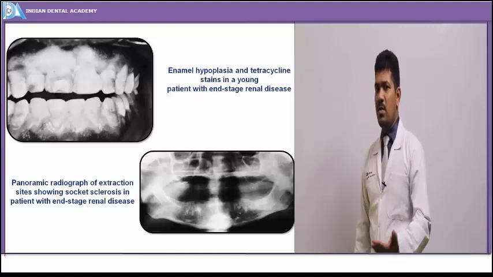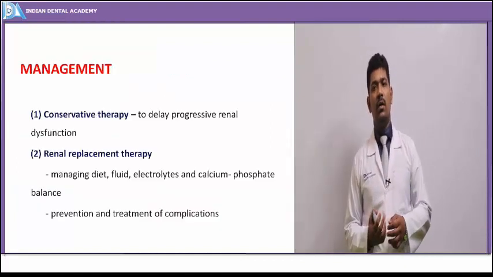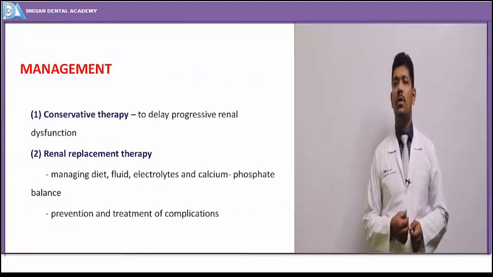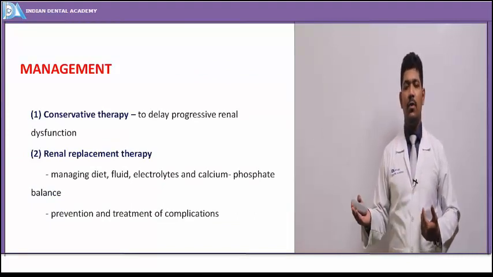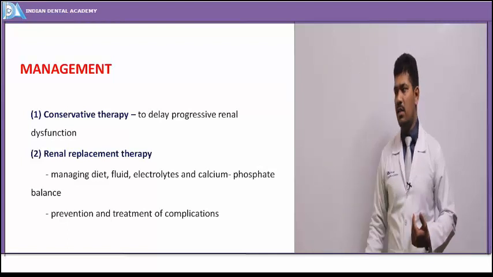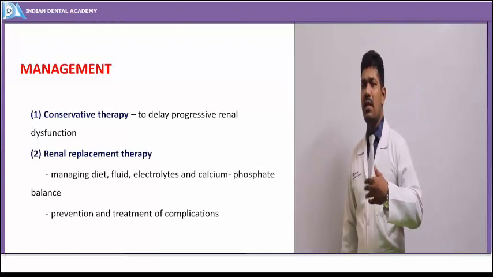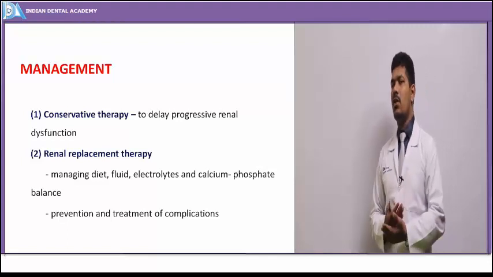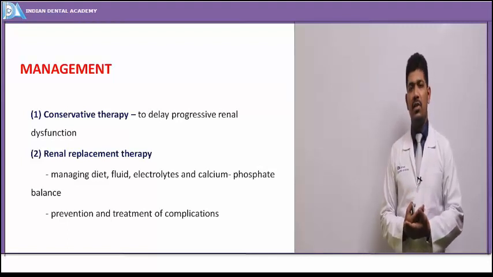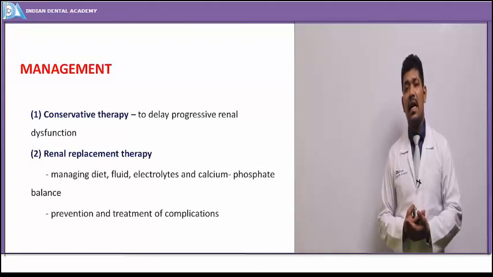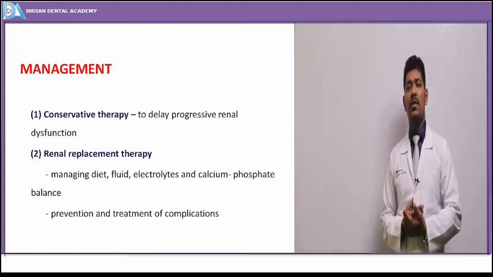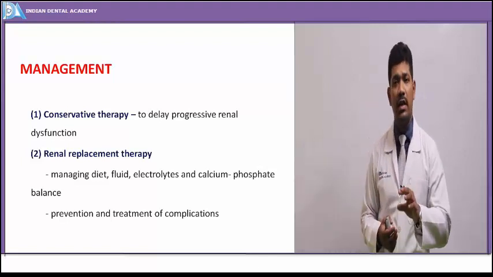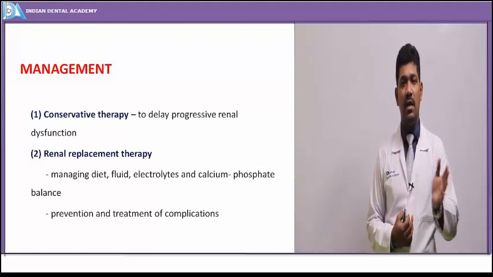So basically the management is two-pronged, one being the conservative therapy, which is basically done to delay any kind of renal complications seen in these kind of patients. The other is the renal replacement therapy. You either replace the lost fluids or the lost electrolytes, the type of diet is changed, and the basic habit or lifestyle which has an effect of excess pressure on the kidneys, on the renal system, is basically avoided.